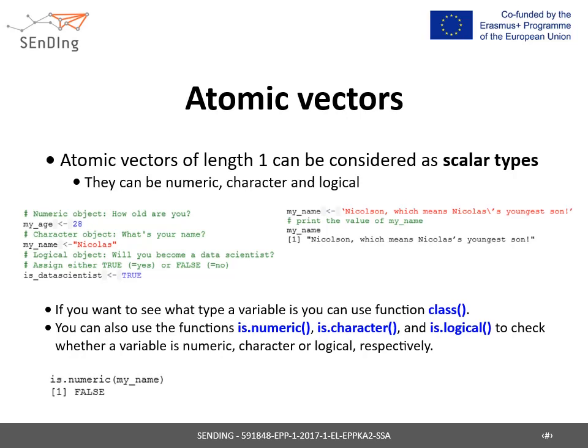If you want to see what type the variable is, you can use function class. For example, executing class(my_age) will print "numeric" to the console. You can also use the functions is.numeric, is.character, and is.logical to check whether a variable is numeric, character, or logical, respectively. For instance, see the last code example on this slide.